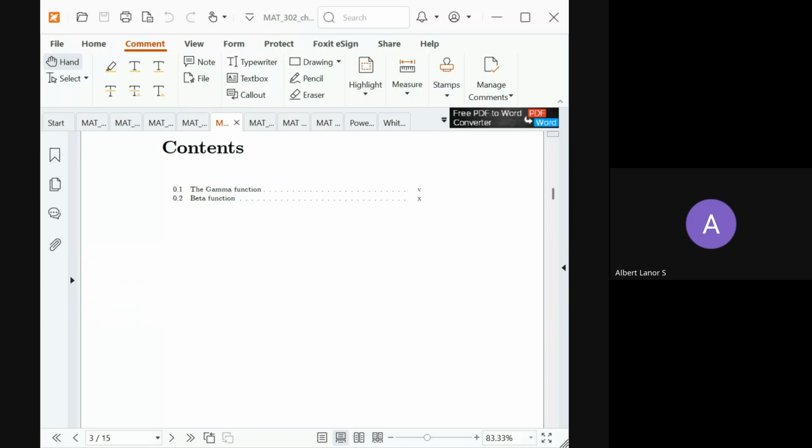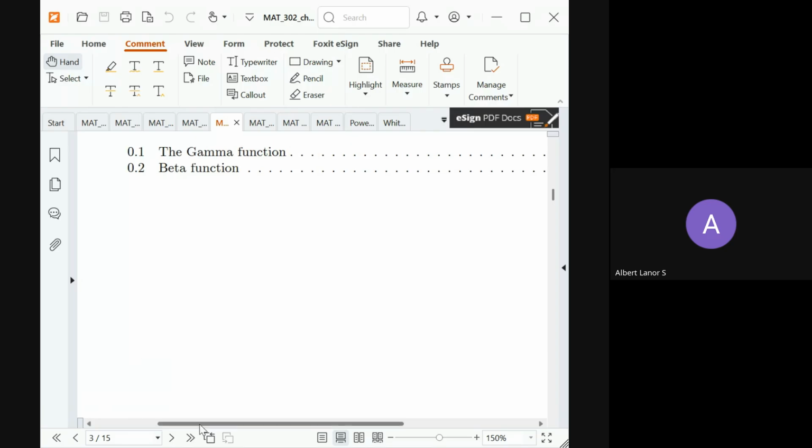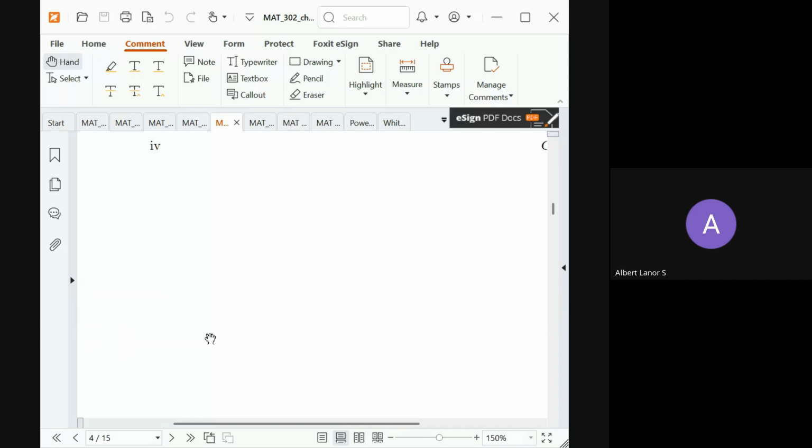Okay, so let us progress with the special functions. There are two special functions we ought to know about: the gamma function and the beta function.